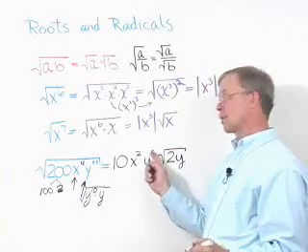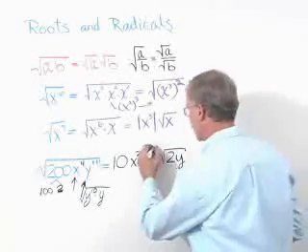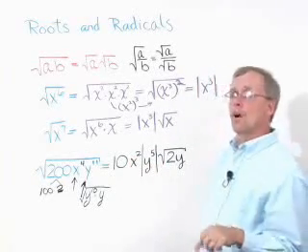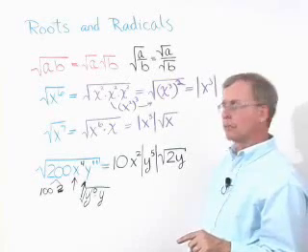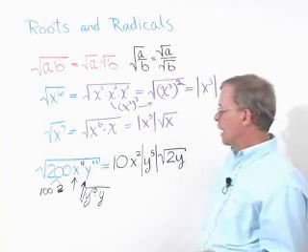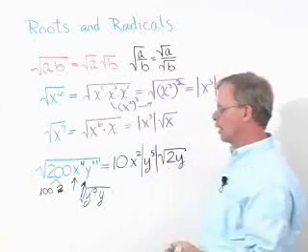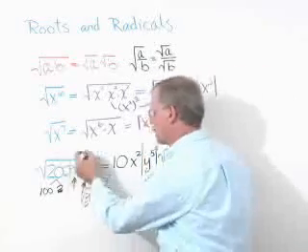Now, because this is an odd power, better throw in the absolute values, unless you're told that you know y is already a positive number. Okay. So there you'd have it. 10x squared, y to the 5th, square root of 2y. Do them step by step, factor by factor.